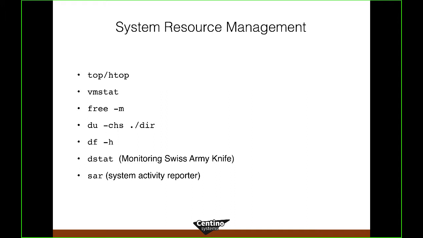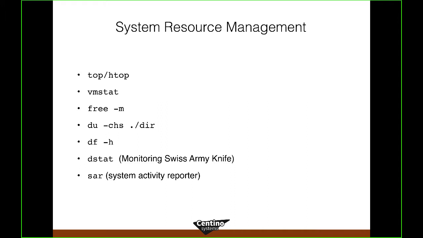df -h will give you per mount disk utilization. We talked about mounts in the beginning, where we can mount different disks and things like that in different parts of our file system. df will give you the output for each of those mounts and the total, available, and used disk utilization.